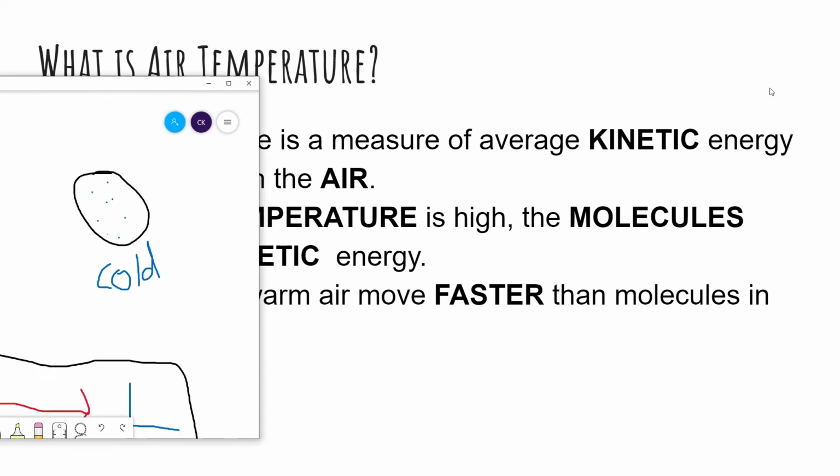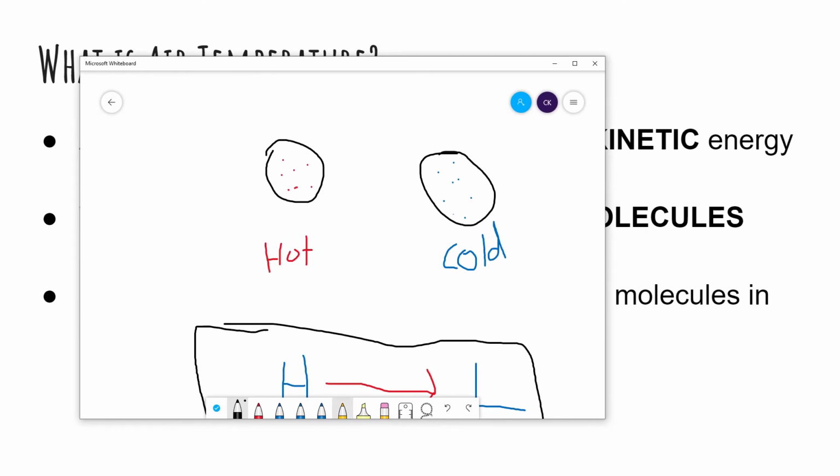So bear with me while I bring this up for a second. So notice here, we have a molecule when it's hot, a molecule when it's cold. When it's hot, these molecules move all over the place. They move very rapidly. They bounce off each other. When it's cold, they move very slowly. When they're hot, they move fast. When they're cold, they move slow.